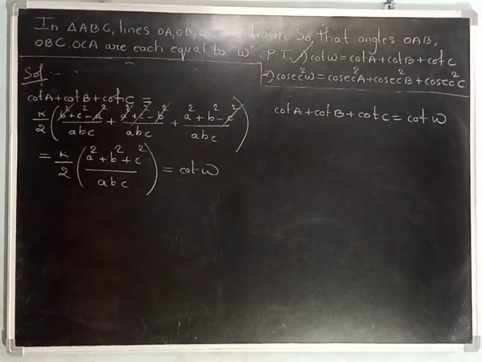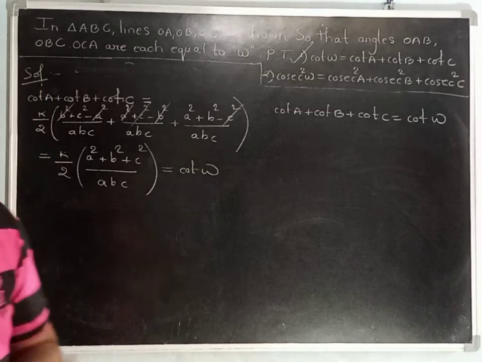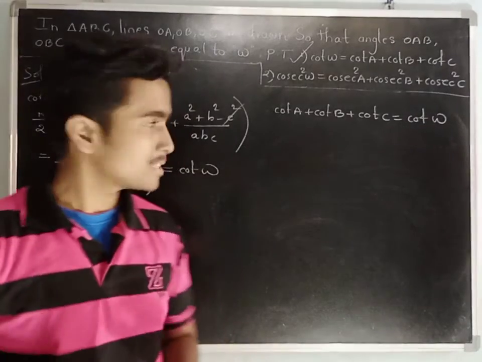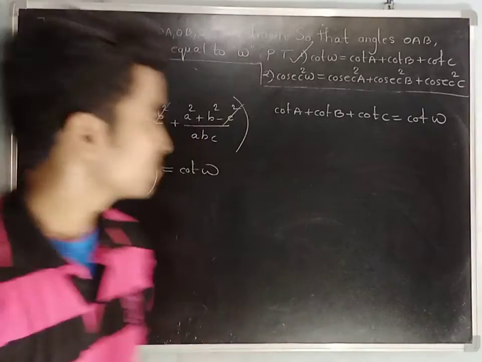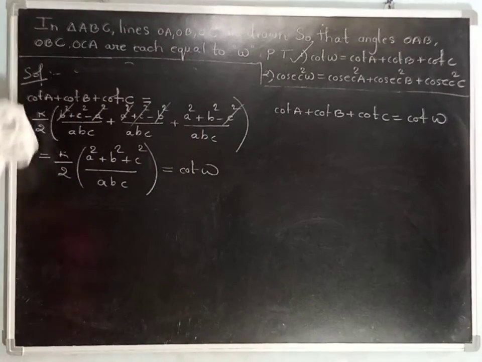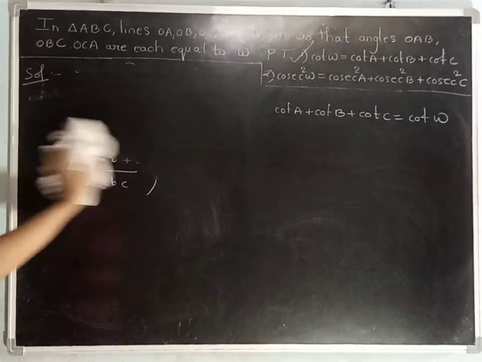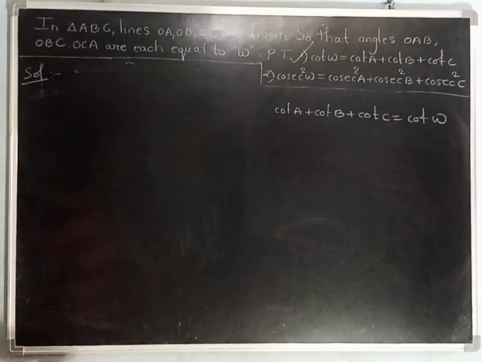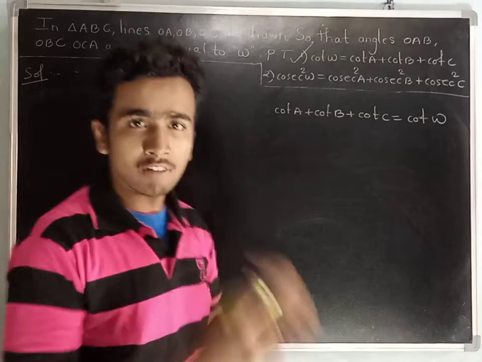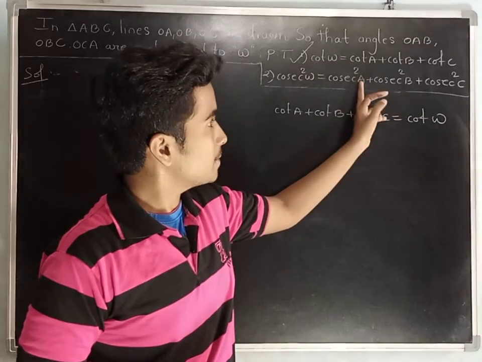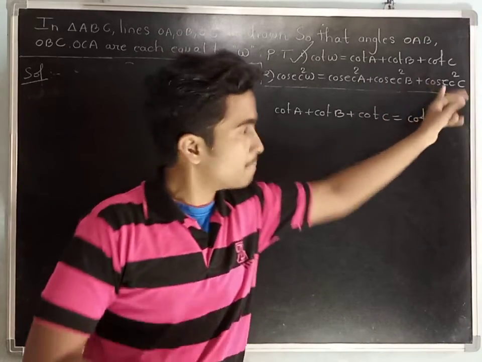It may be a little bit lengthy, but if you have a grip over all the concepts, it will be easy to understand. Next, the second result is asking to prove that cosec square omega is nothing but cosec square A plus cosec square B plus cosec square C.